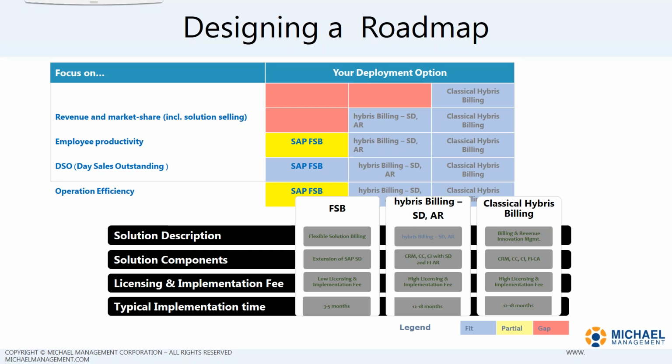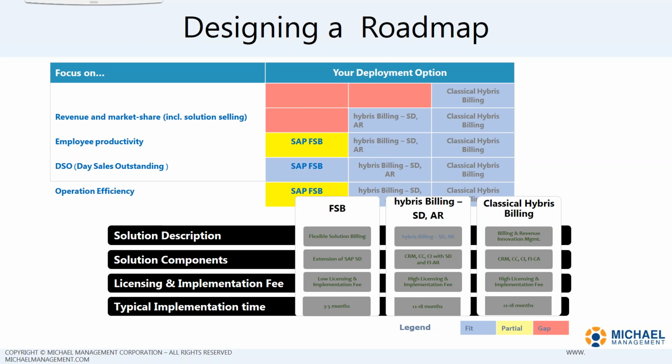If you have issues with day sales outstanding because you're sending multiple invoices to a customer, again, FSB could be your path. But then if you're looking at solution selling, and if you're looking at huge transaction volume, then you may want to consider the classical Hybris billing. But if you could avoid that, and you're only looking at making sure that you do solution selling, then you could be looking at the Hybris billing with SD and AR.